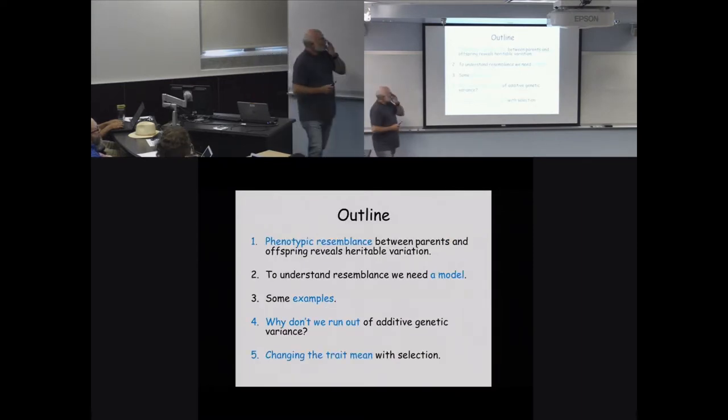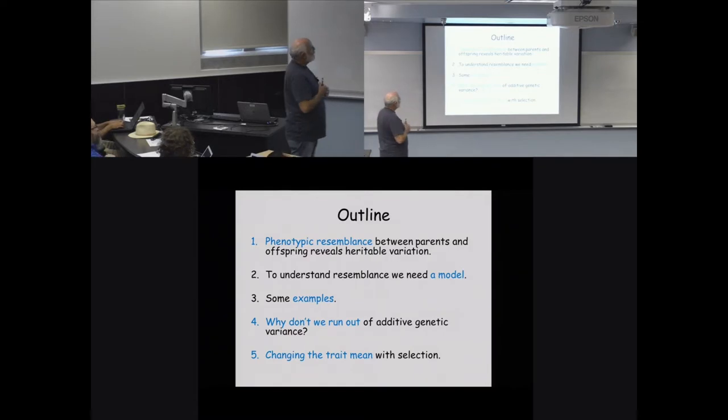Okay, and here's an outline of what we're going to do. As I said, we're going to follow Joe's outline pretty closely. We're going to look at the concept of phenotypic resemblance between parents and offspring. We're going to make the point that we need a model. We're going to present that model. We'll look at a couple of examples.